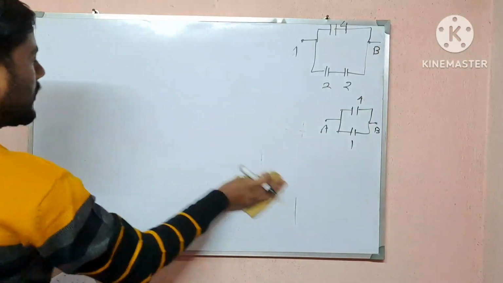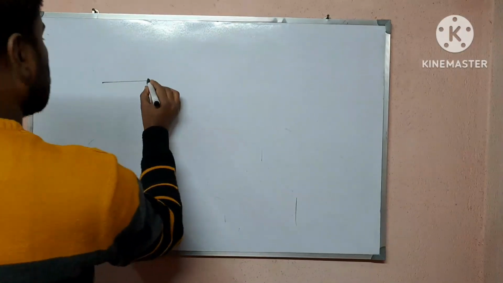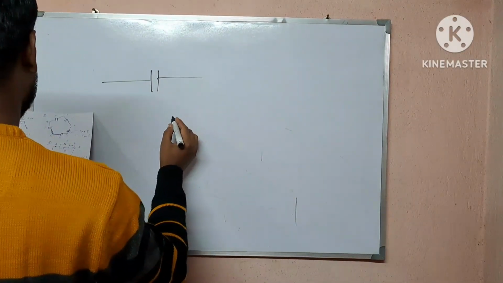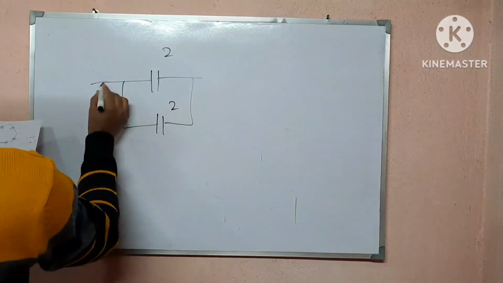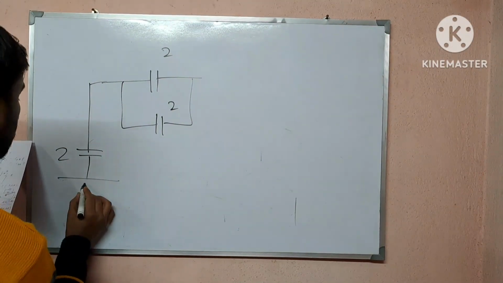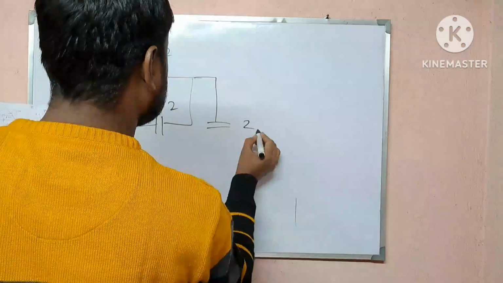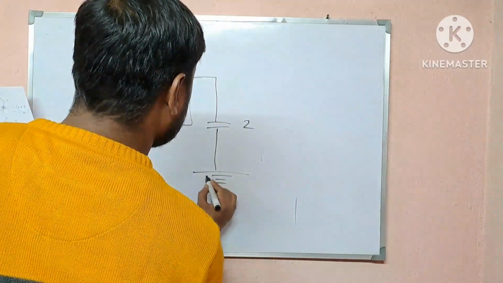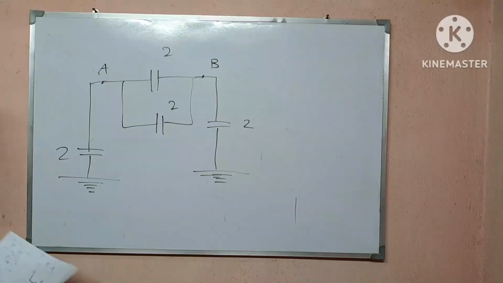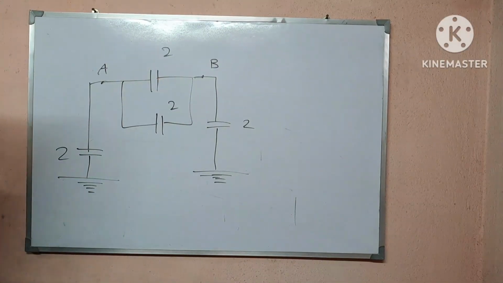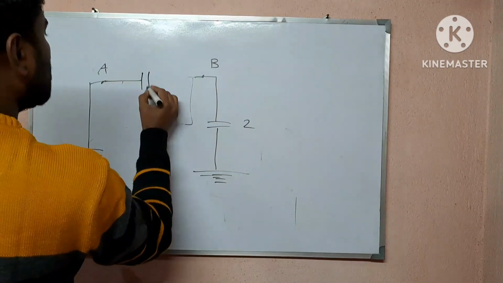That will be the next example. Here we'll take the next example. How will we solve it? This is quite easy and interesting. So this is 2, this is 2. That one is also 2, but that point is grounded. That one is also 2, but that point is grounded. Now how will we solve it? Here this is A and this is B. Similarly, these two capacitors are connected in parallel, so instead of these two, we can write only one, and that value will be 4.